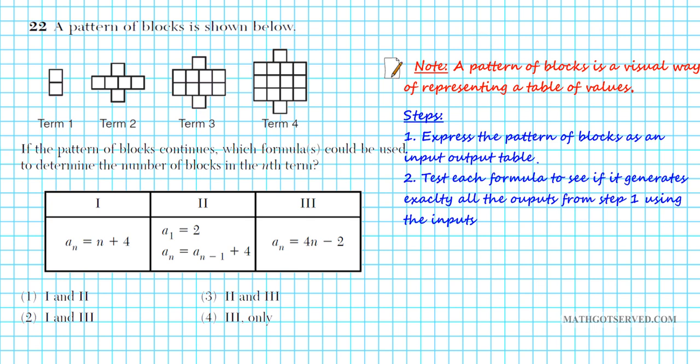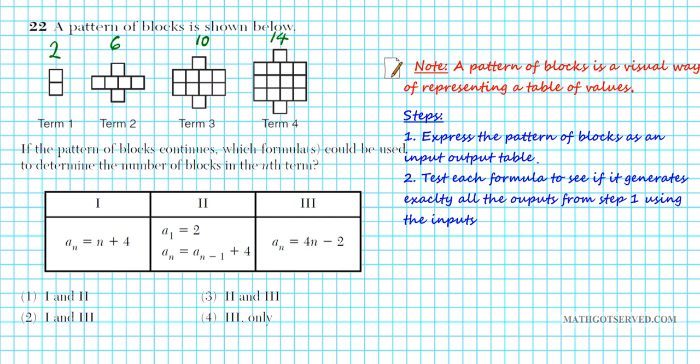For term 1, we just count the number of blocks. Term 1, we have 2 blocks. Term 2, we have 2 plus 4, 6 blocks. And then term 3, we have 4 plus 4, no, 6 plus 4, that's 10 blocks. You see a pattern here, right? They keep adding 4 every single time. So these 4 blocks were added on to term 1 to get this one right here. And then here, another 4 blocks was added to get this term right here. And then another 4 was added, and this is 14. So you notice that the growth rate here is 4. So keep that in mind.